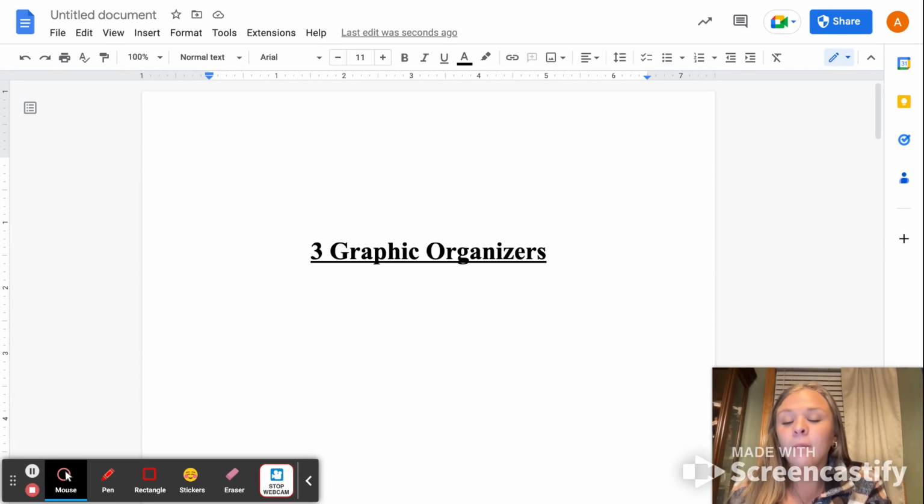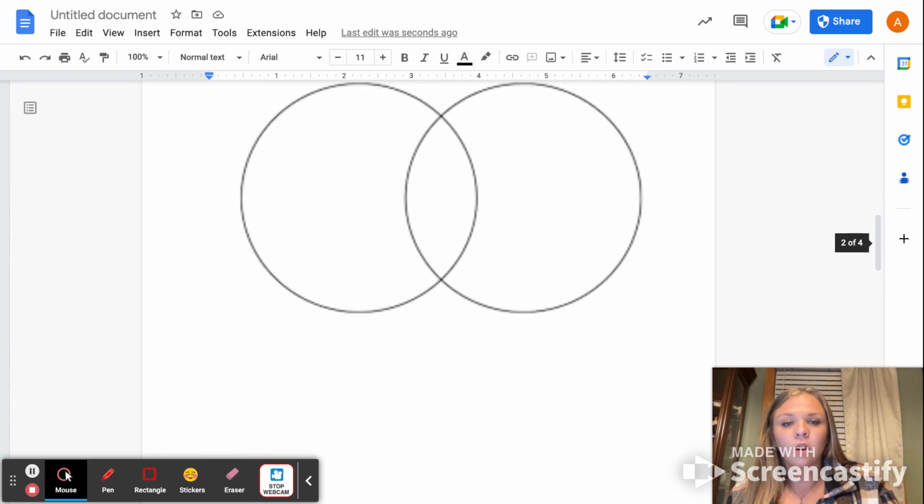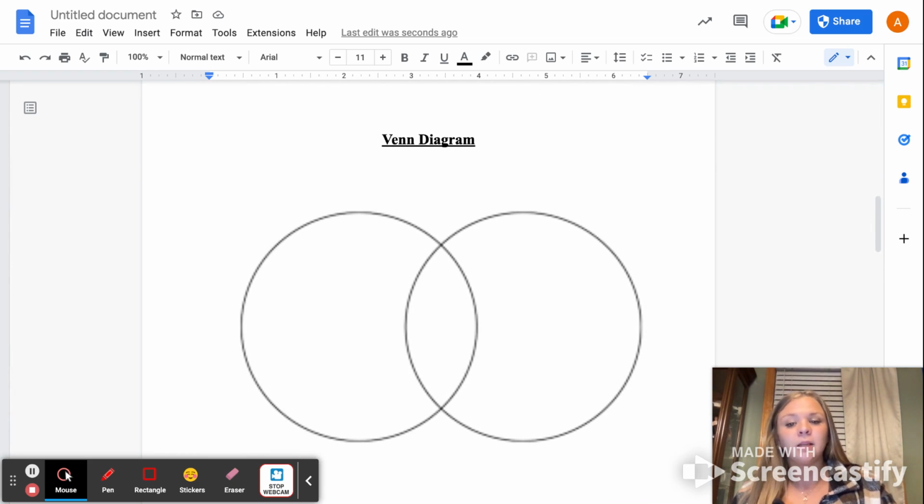Okay, so today I'm going to be discussing three different types of graphic organizers that I do find helpful and that I would use in my future classroom. The first graphic organizer we are going to start with is a Venn diagram. This is a picture of a blank Venn diagram.